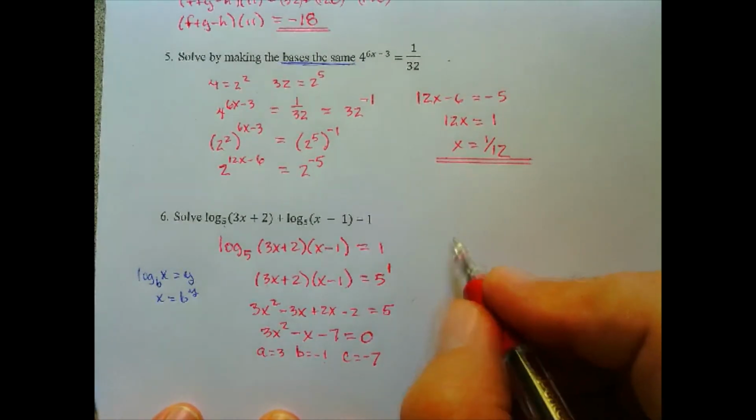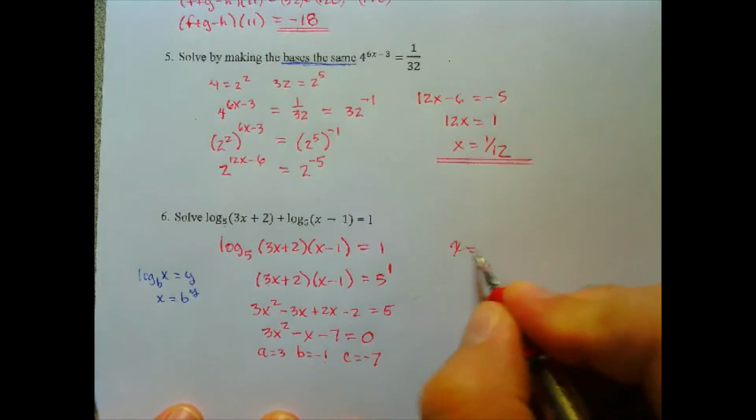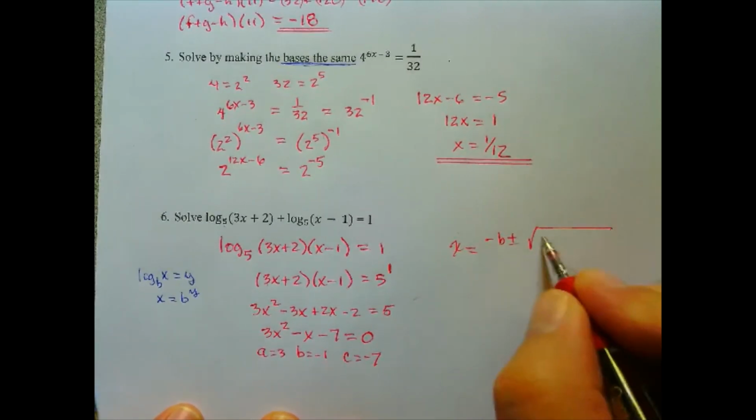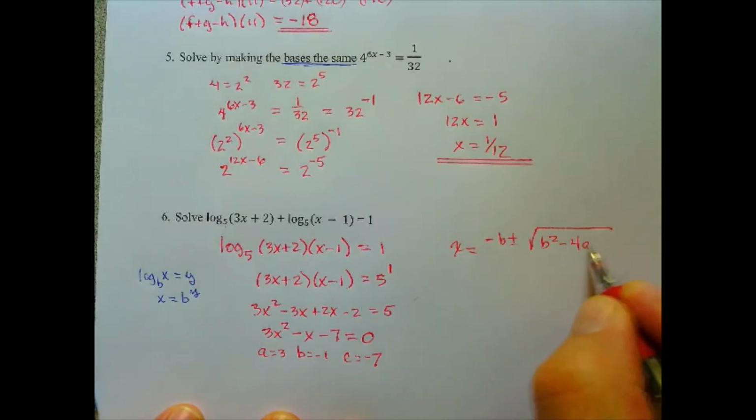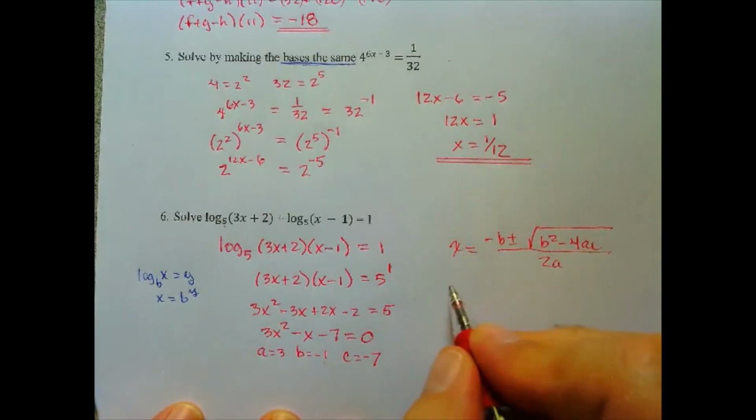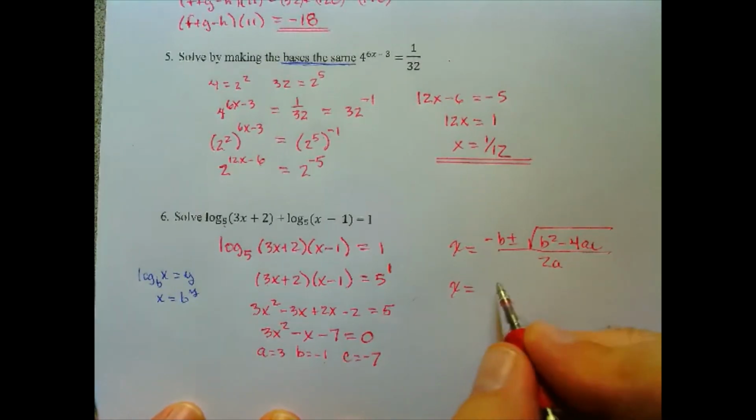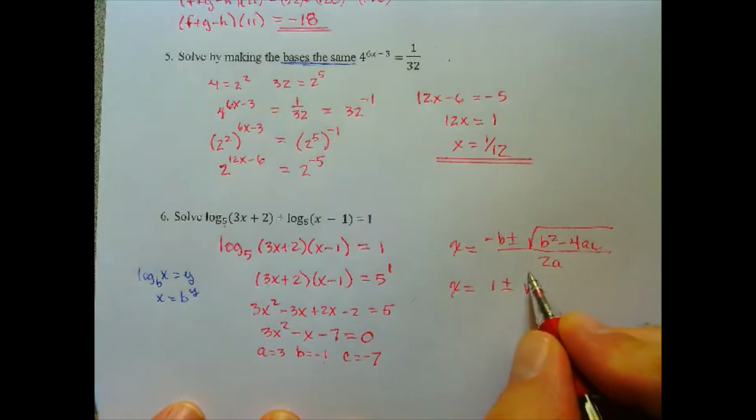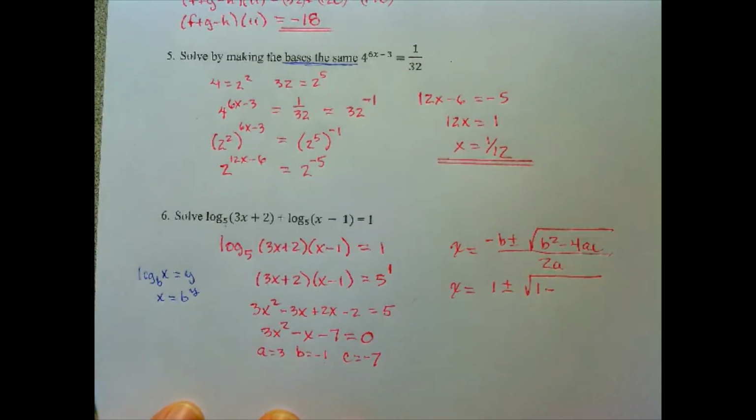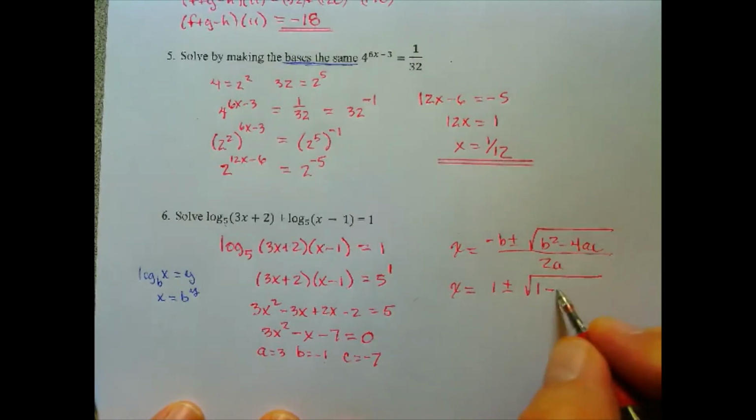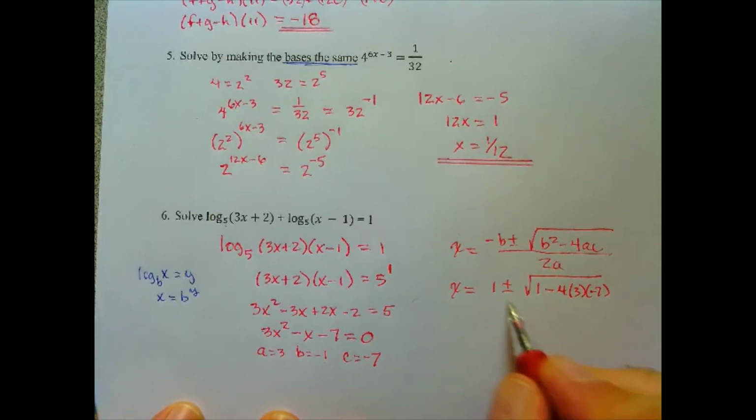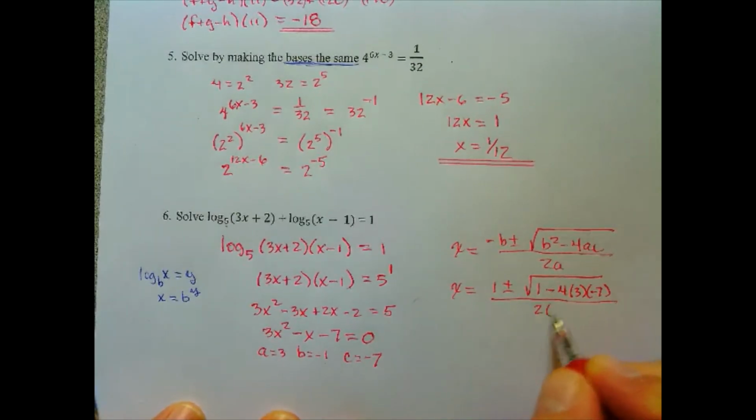So over here we get x equals, remember, minus b plus or minus the square root of b squared minus 4ac, all over 2a. So x will equal 1 plus or minus the square root of 1 squared minus 4 times a times c, which is 4 times 3 times the -7, all over 2 times the 3.